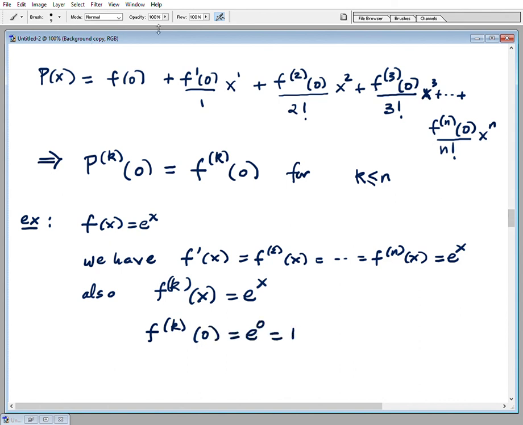All right, so now let's form our polynomial. Just look at this line over here. We're forming our polynomial. F of 0, that's e to the 0. That's 1. This is, again, e to the 0, which is 1. This is 1 again. They're all 1. This one, again, is 1.